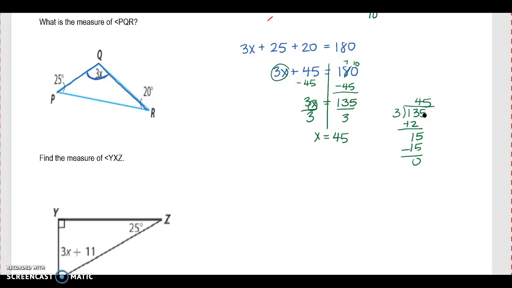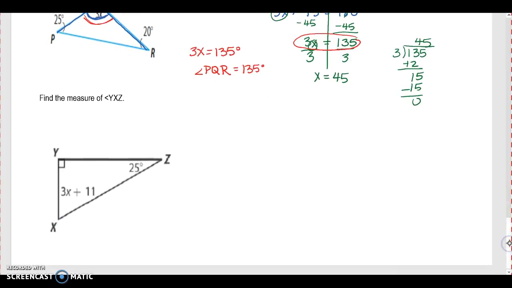So what is our answer here? Let's go back and look. It's asking for the measure of PQR, right? So it wants this measure. Does it want x? No, because this angle is 3x, right? So my answer is going to be up here. So 3x equals 135 degrees. So angle PQR is equal to 135 degrees.